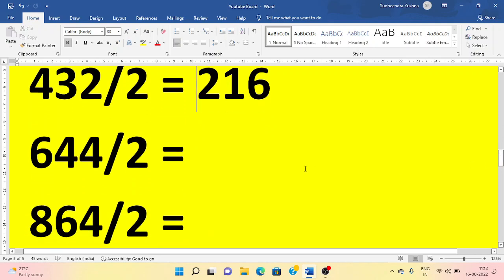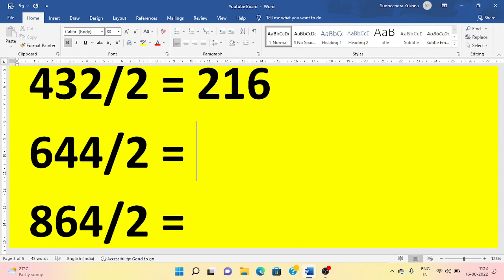Now let us take another number, 644. So split 644 as 600 plus 44. First find half of 600. Half of 600 is 300. To this 300, I will have to add half of 44. Find half of 44.